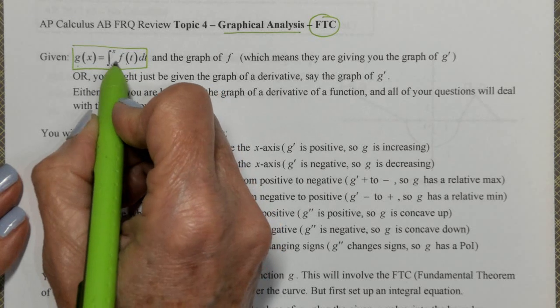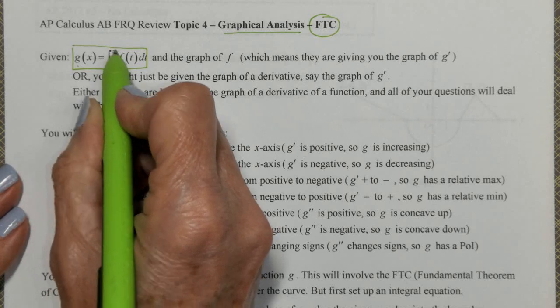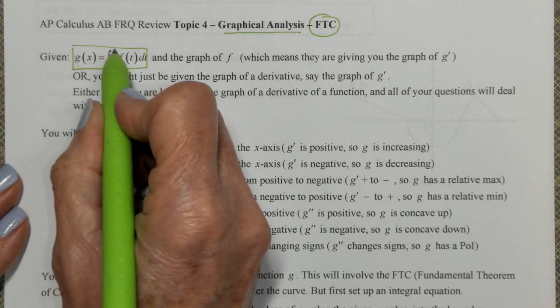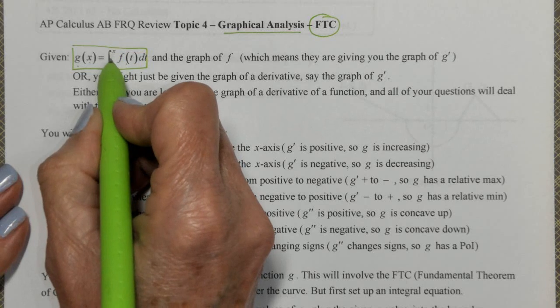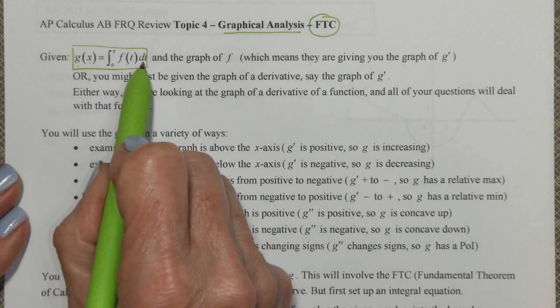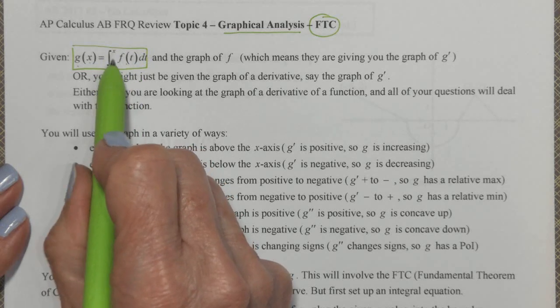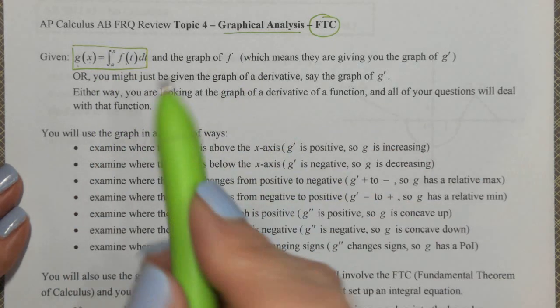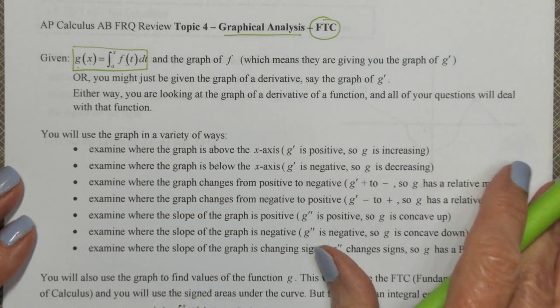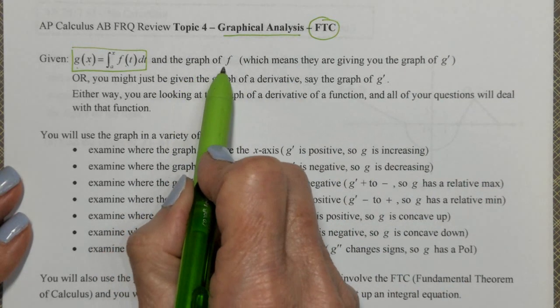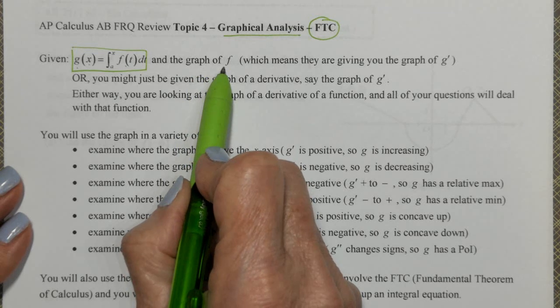f. There will be x's somewhere in these boundaries, okay? Because g is a function of x, we're going to need x's in the boundaries. Oftentimes you'll see a t over here, so that there's no confusion, because when you have x's here and t's there, it could look confusing. And then you're going to be given the graph of f, okay?